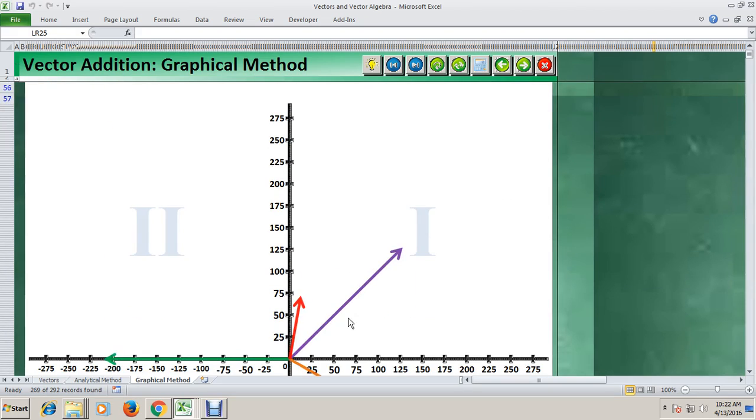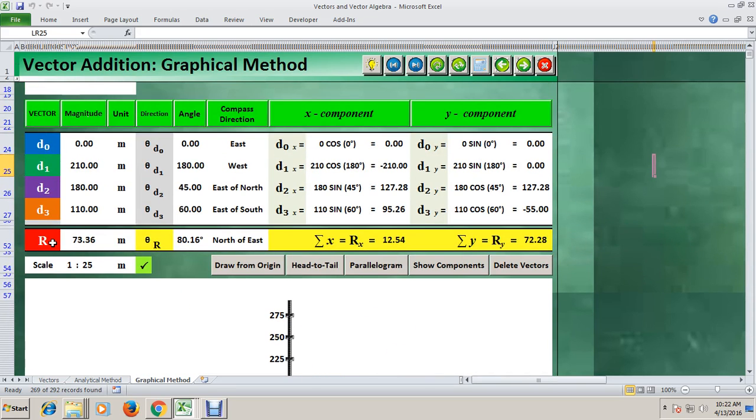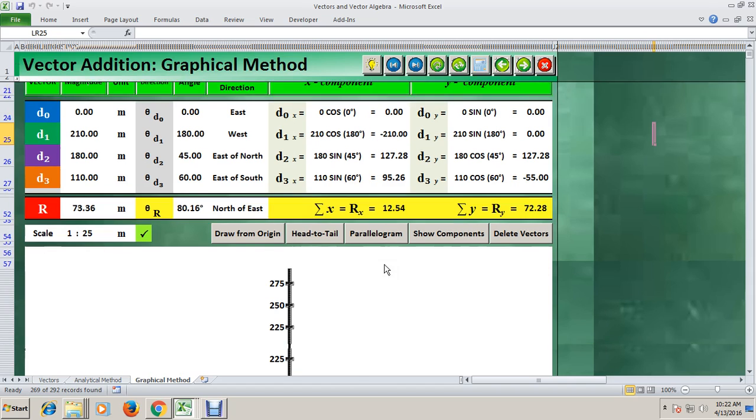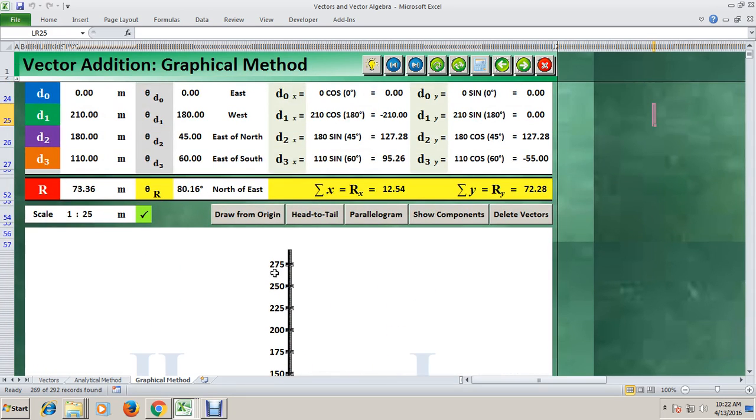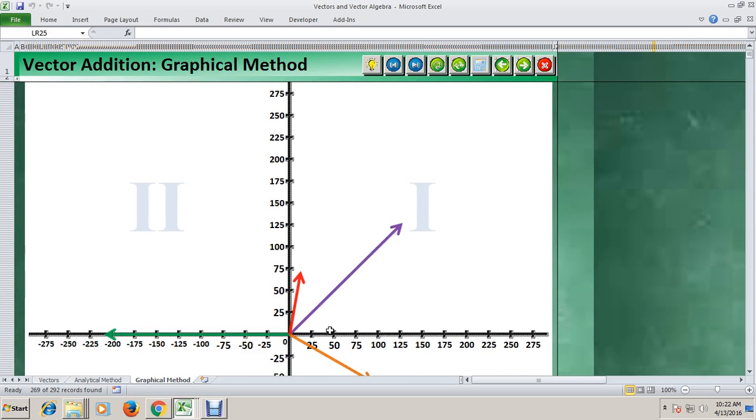And finally, the red arrow here is the resultant vector drawn graphically. Take note that the resultant vector is directed north of east, 80.16 degrees based on the computation here. 80.16 degrees north of east. That means that the angle is measured from the positive x directed towards the counterclockwise direction, this is your 80.16 degrees angle.